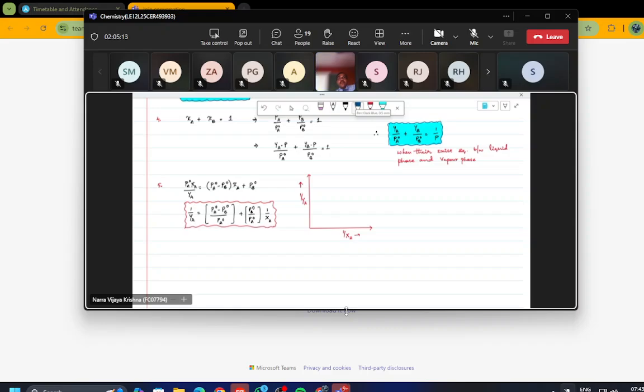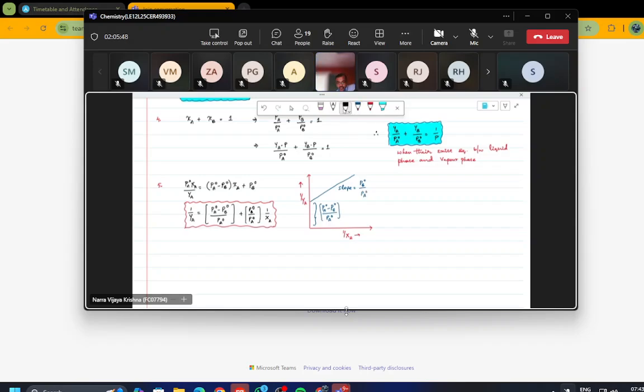Straight line, huh? Passing through origin, or it has to make any intercept? Intercept positive or negative? Positive, huh? So can I plot a graph like this? Say something. What is this value? PA naught minus PB naught upon PA naught. Response, sir. What is the slope? PB naught upon PA naught.